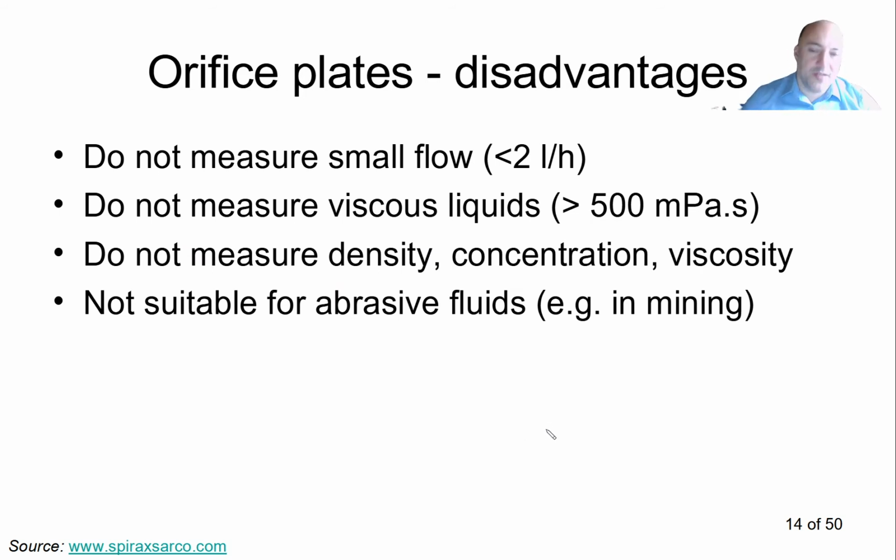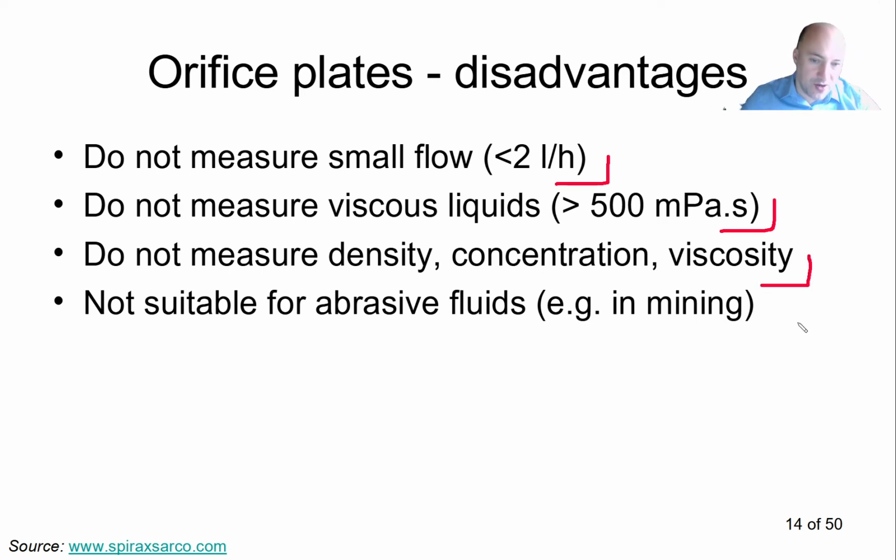Some more disadvantages, but this will mostly apply to all flow meters except the Coriolis at the end. So it will not be able to measure small flow, because we've seen that we measure pressure difference, and for small flow we'll have a very small pressure difference. It is not suitable for very viscous liquids. Again, for the same reason, you will probably block the pressure impulse tubes to the flow meter as well.